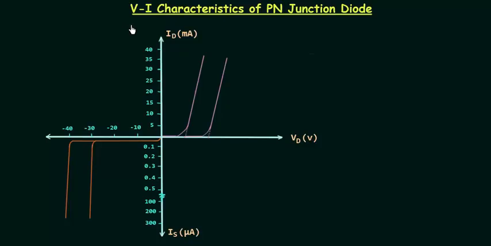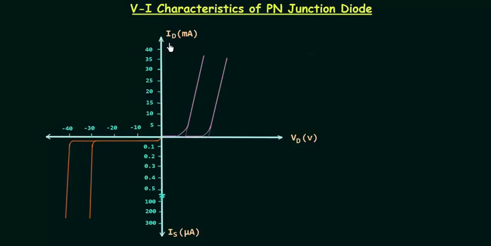In this lecture, we will study the volt-ampere characteristics of a PN junction diode. The X-axis represents voltage across the diode and the Y-axis represents current through the diode. We will draw volt-ampere characteristics for both forward and reverse bias conditions.